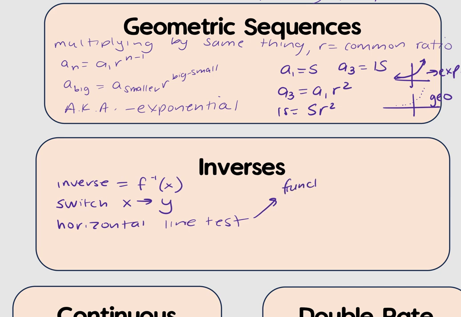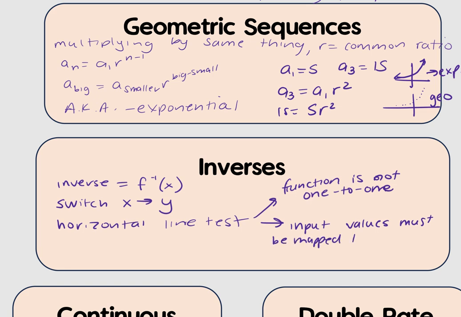Function is not one-to-one, which is definitely the easier option of what I'm about to write. Or the input values must be mapped to unique output values, which means the y cannot repeat.